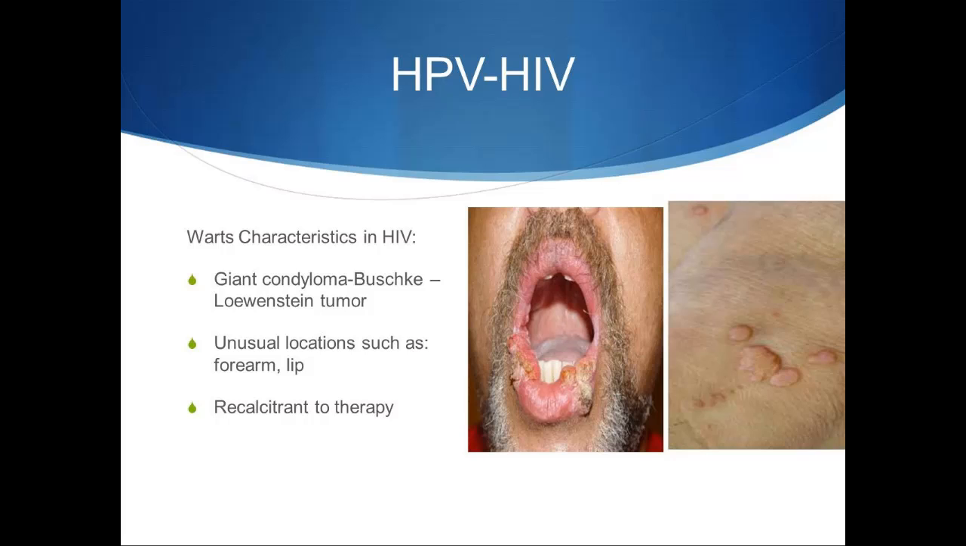Other characteristic things you can see in an HIV population related to HPV infections are the atypical presentations. You see these giant tumors, these giant condylomas called Buschke-Lowenstein tumors. They are very characteristic of HIV. Also the unusual locations. You see these condylomas on the arms, on the lips, and they are usually recalcitrant to therapy.